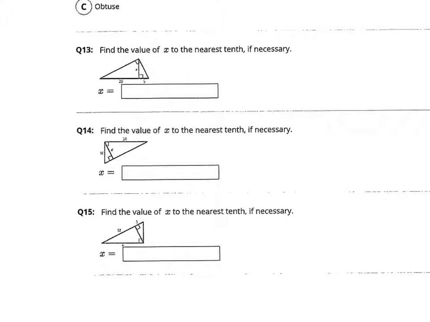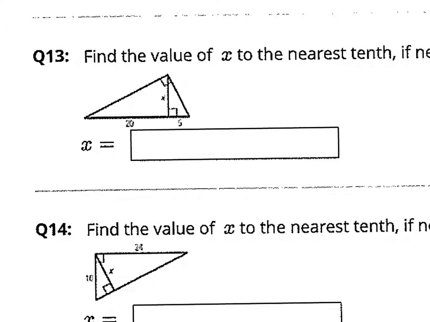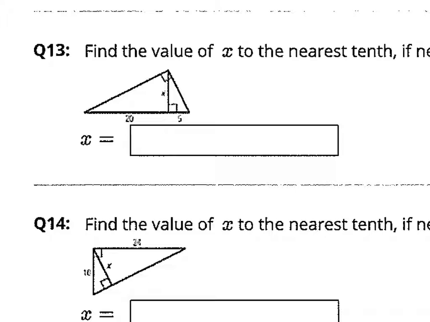Question 13, we've got to make a proportion here. So we're going to say x, which is the short leg, over 20, which is the long leg, equal to 5, which is the short leg in the small triangle, over x, which is the long leg. Now when you take x times x, remember you're going to get x squared, which means in the end, just like in Pythagorean theorem, you have to take the square root of both sides.